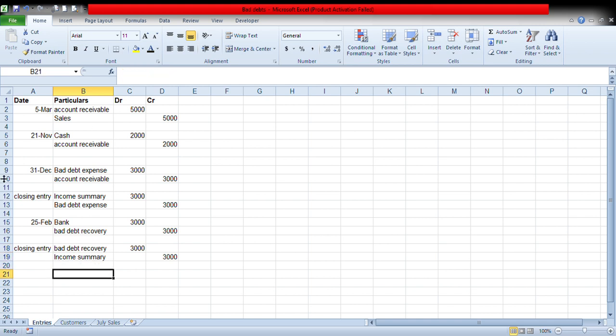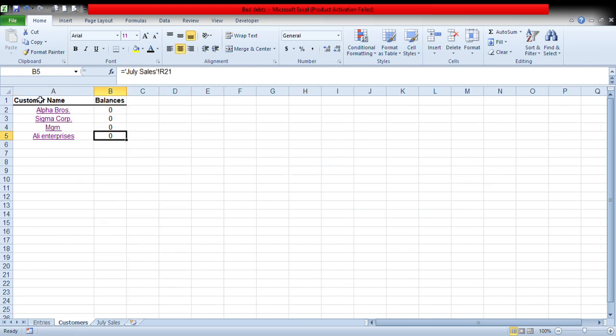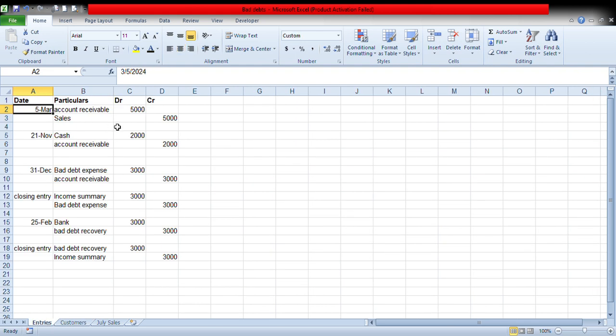Now, for example, you understand the concept, right? So that's how you create it, and how to close it. You don't need to close the customers, write off the customers, right? Because, for example, here is your customer list. This is the concept of entries. I hope you understand, right?